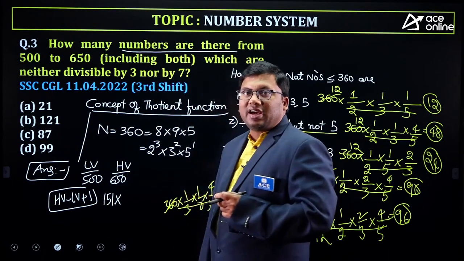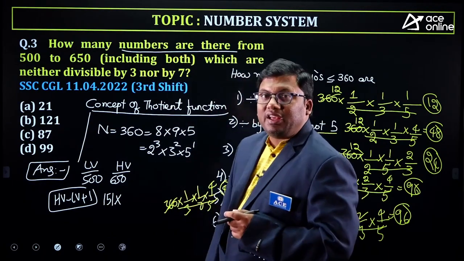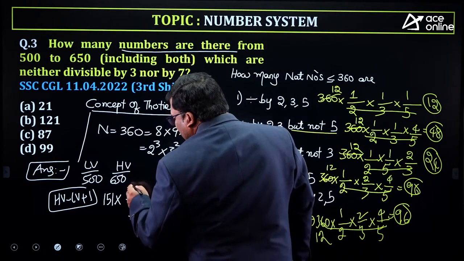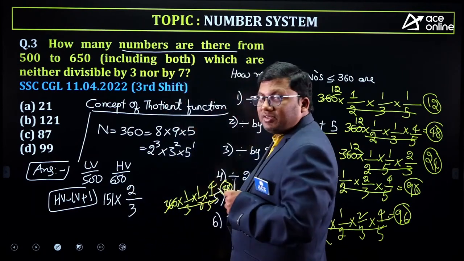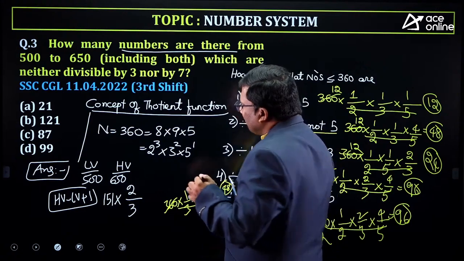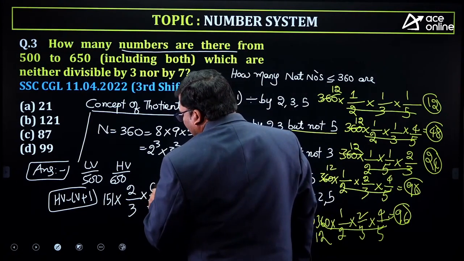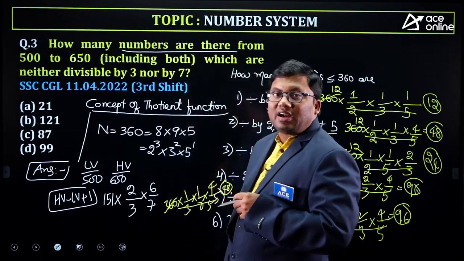Read the question. They are neither divisible by 3 nor by 7. For every 3 numbers, 1 number is divisible. How many are not divisible? 2 by 3. Next one. Not divisible by 7. Out of 7 numbers, 1 number is divisible. How many are not divisible?